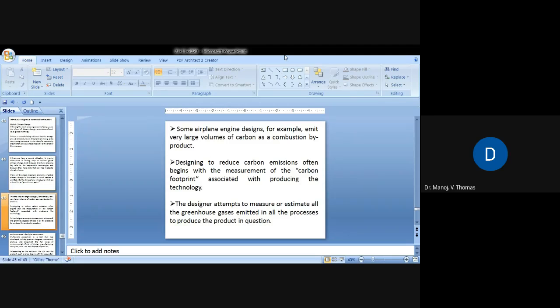Designing to reduce carbon emissions often begins with the measurement of the carbon footprint. What is carbon footprint? The amount of carbon being emitted to the environment while producing the product. The designer attempts to measure or estimate all the greenhouse gases emitted in all the processes to produce the product in question. That is what the designer should consider. The designer should take all the measures to estimate the greenhouse gas effect of our production, design, and development. That is estimating the carbon footprint, and we should try to reduce it.